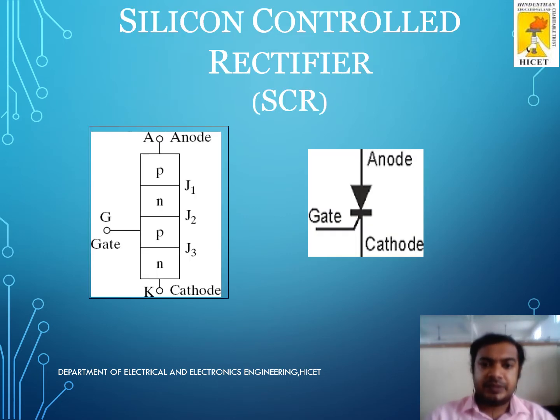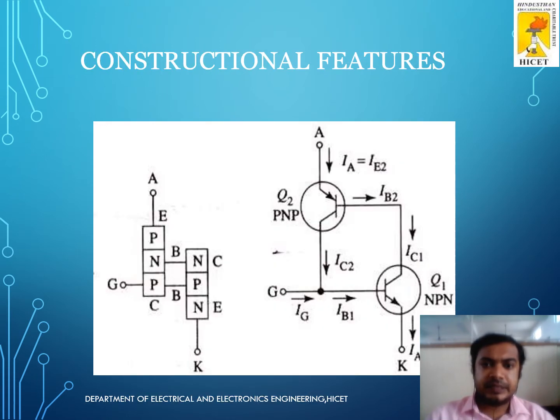Silicon controlled rectifier: this is a structural diagram and also the symbol, as shown on the slide. It has three terminals, anode, cathode and gate, and three junctions, namely J1, J2 and J3. The symbol is very similar to that of a diode, but in addition we have a gate terminal in the case of an SCR. So these are the construction features of the SCR.